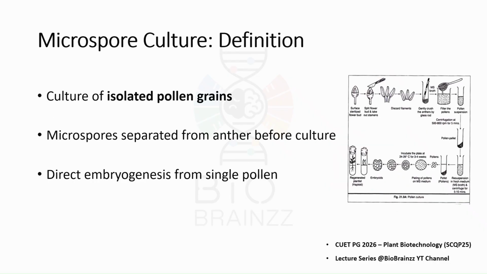Microspore culture definition. Microspore culture involves isolating individual pollen grains and culturing them directly. This ensures that embryos originate only from gametic cells because somatic tissues are excluded. This method produces true haploids with greater accuracy. It is considered more precise than anther culture.